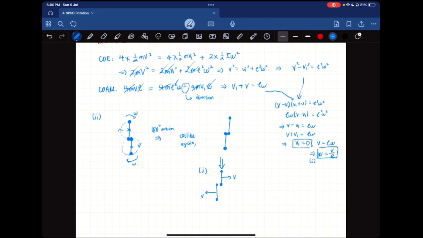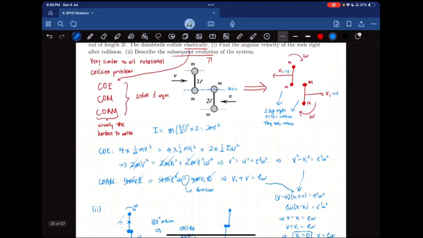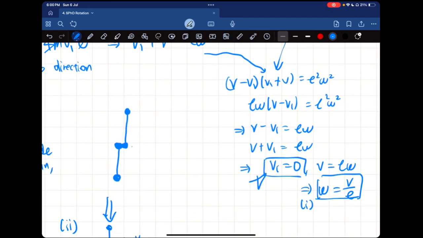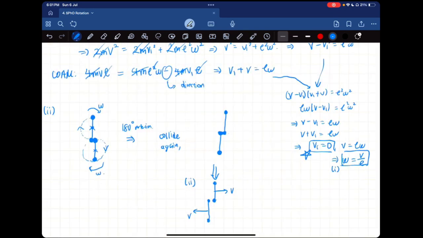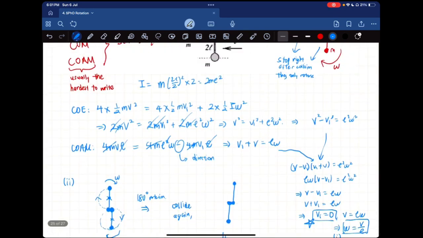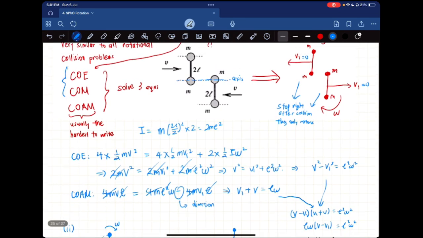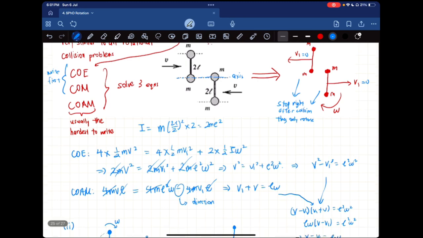And that is how you solve this rotational collision problem. Actually, you didn't even need COM because it wasn't asked for. Once you found this, your whole problem's already kind of solved. So that's kind of neat in this case. In general, I would advise you to write these two first, because it's like a confidence boost. They're easier to write.